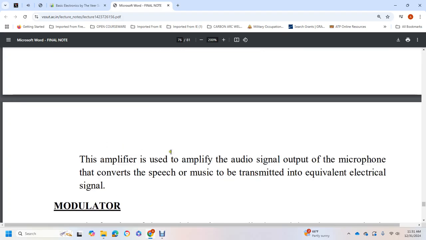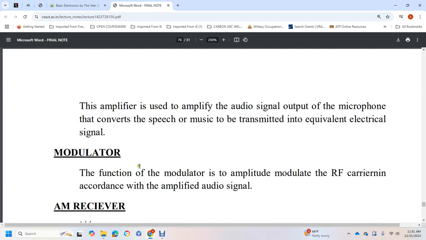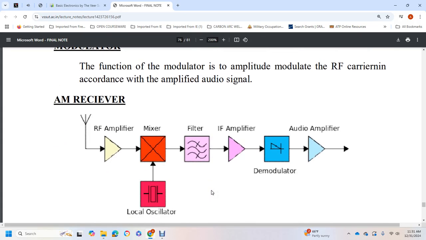Audio amplifier: the amplifier used to amplify the audio signal output from the microphone, which converts speech or music to the equivalent electrical signal to be transmitted. Modulator: the function of the modulator is to modulate the amplitude of the radio frequency carrier in accordance with the amplified audio signal.